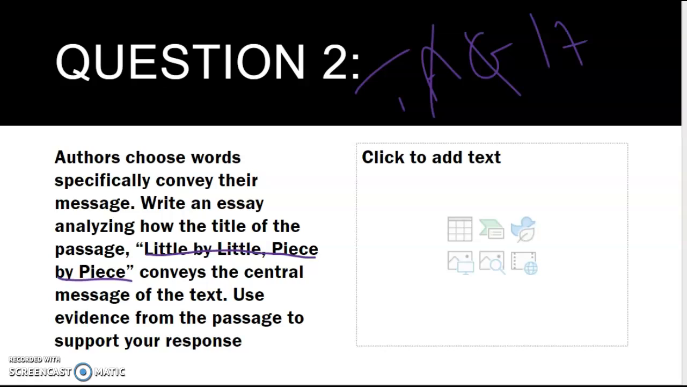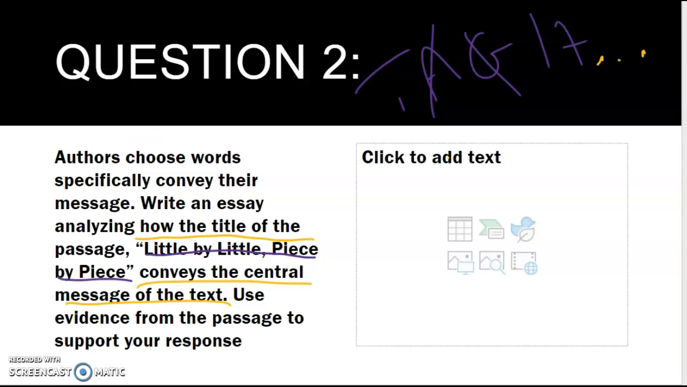What information are they specifically having us look for? How the title of the passage conveys the central message of the text. Okay, so we have our information, and then our thoughts is just our answer, and we can show where we're going to put our answer by using these three little dots. So once again, reword your prompt.